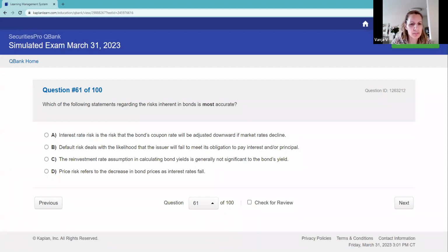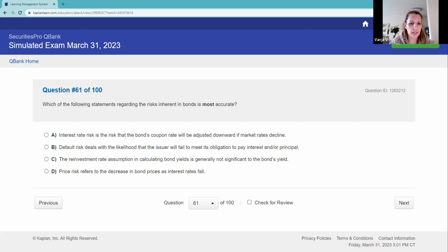Price risk refers to the decrease in bond price if interest rates rise. If interest rates fall, price goes up. So that's not it. They did a similar thing on the two. So D is out, A is out.